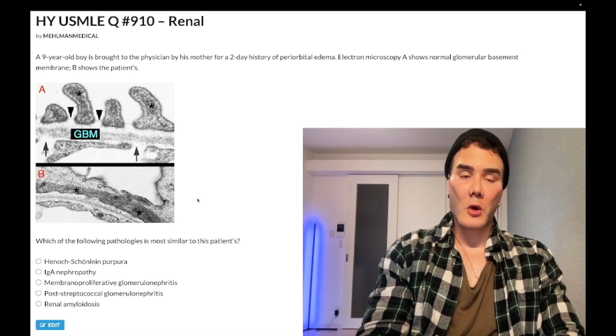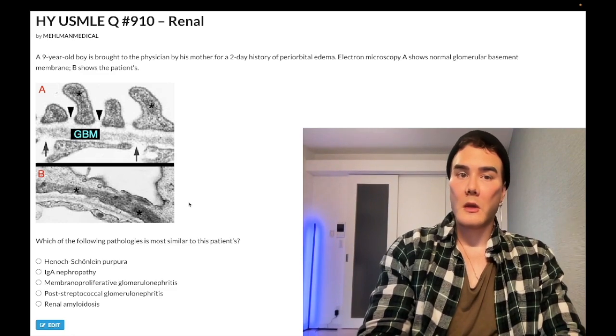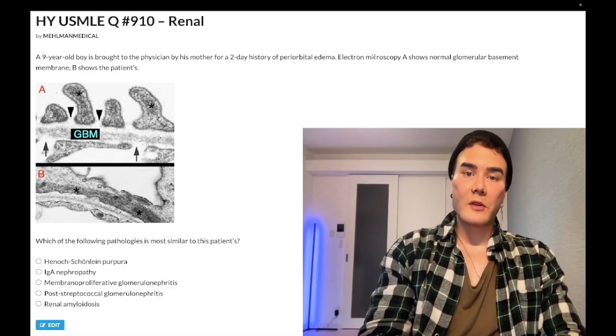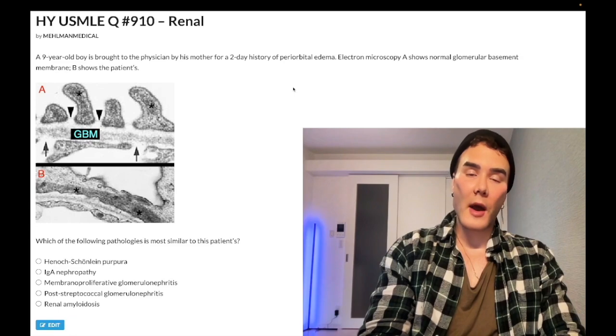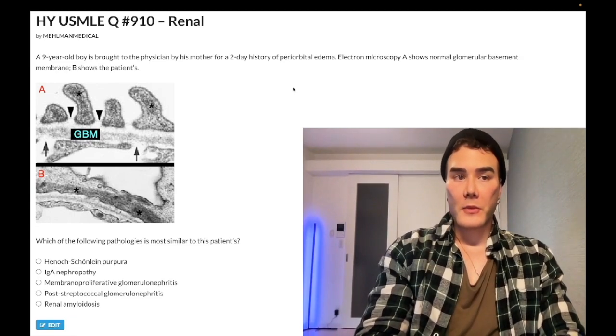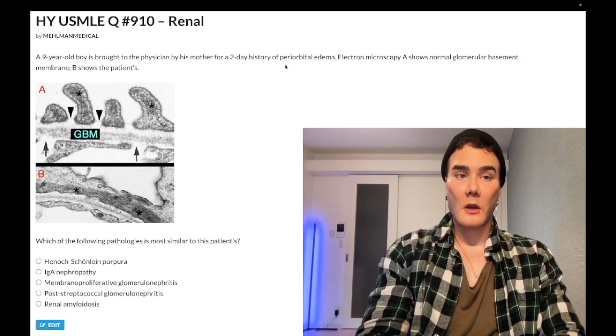Okay, effacement of the podocytes, classic for minimal change disease, aka lipoid nephrosis, which is going to be the most common cause of nephrotic syndrome in peds. Okay, so they don't have to say that there is a preceding viral infection. That makes it easy. If you just have a kid who rocks up and he's got ascites, periorbital edema, pedal edema, and no other information given, just assume it's minimal change disease.